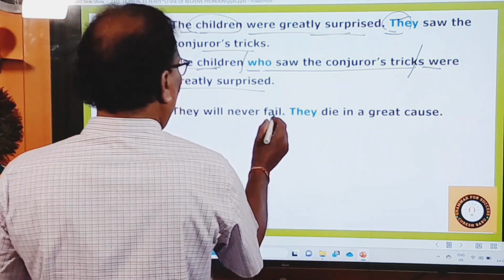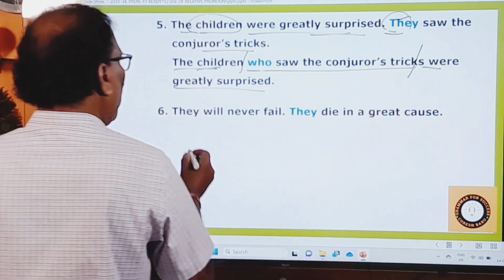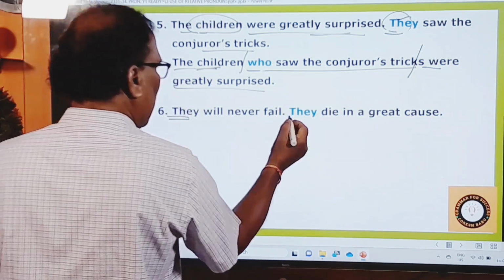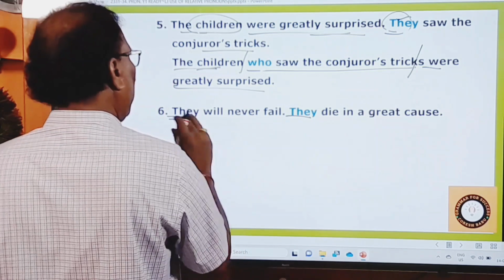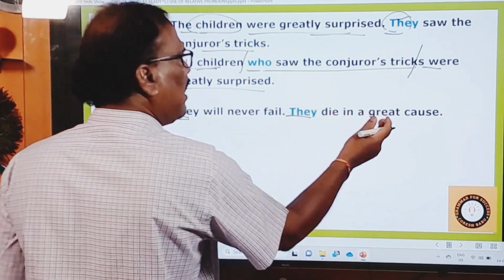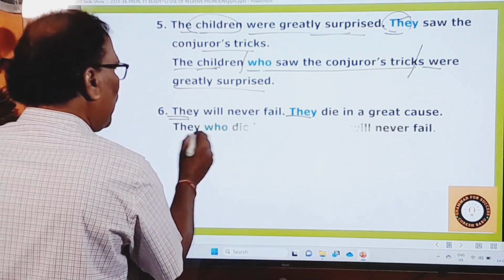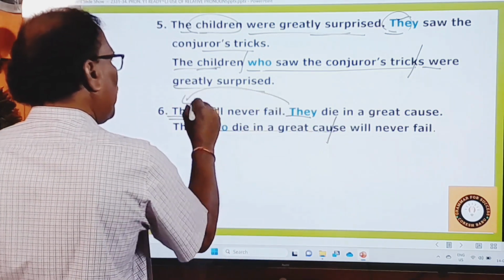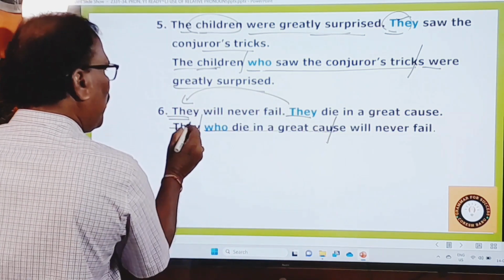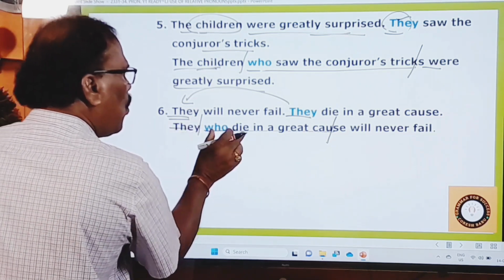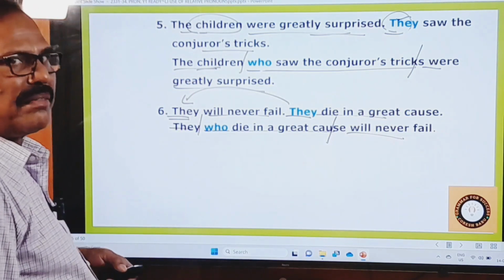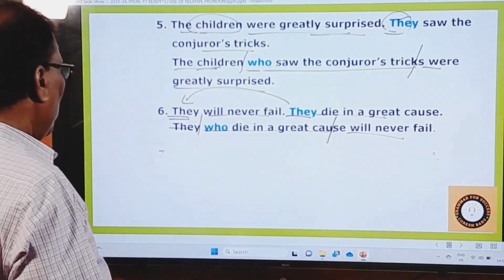You watch that and you can understand. They will never fail. They die in a great cause. You are talking here about they in the first sentence. In the second sentence also you are using they. Okay, they will never fail. They die in a great cause. How? Here it is. They who die in a great cause. This is referring to this. Therefore, you must use who immediately beside that. They who die in a great cause will never fail. That's very simple.